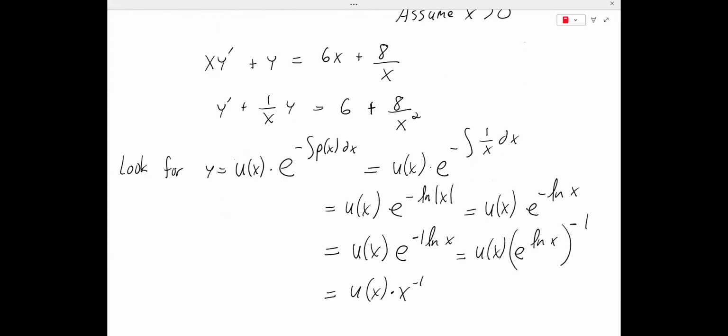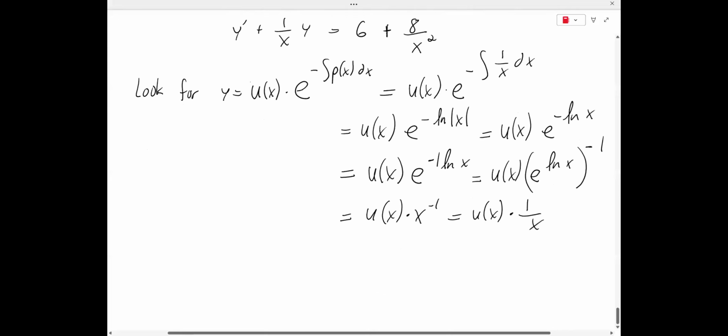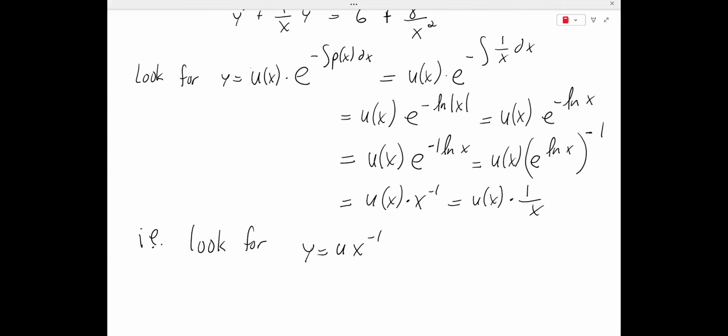Normally I like writing it as 1 over x, but I'm going to leave it as x to the negative first. You can write it both ways for reference. So we're looking for functions like this. If I summarize that, look for functions like y equals u x to the negative first. Use a function of x here. I'm just suppressing that because I don't want to drag it around all the time. So we're looking for solutions like this.